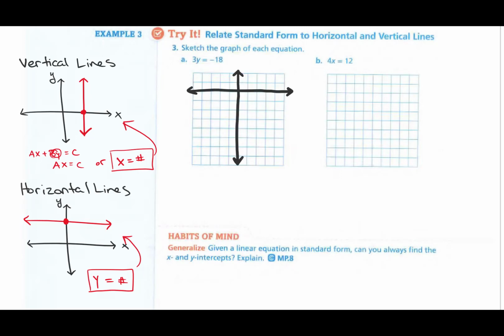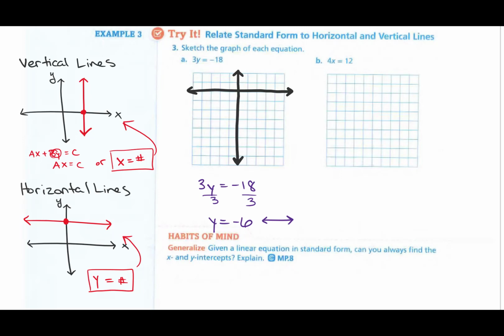So in example 3, part A, we have the equation 3y is equal to negative 18. So we're going to solve for y and divide both sides by 3, and we end up getting y is equal to negative 6. Because this is a y equals, we know that this line is going to go left and right. It's going to have an intercept on the y-axis, so a y-intercept at negative 6.